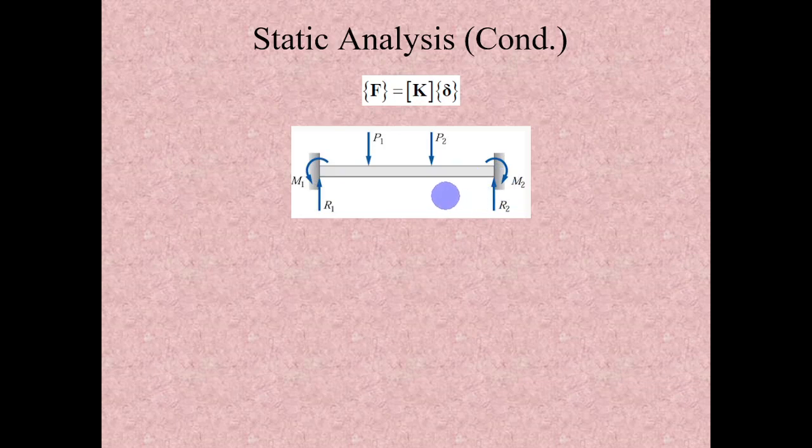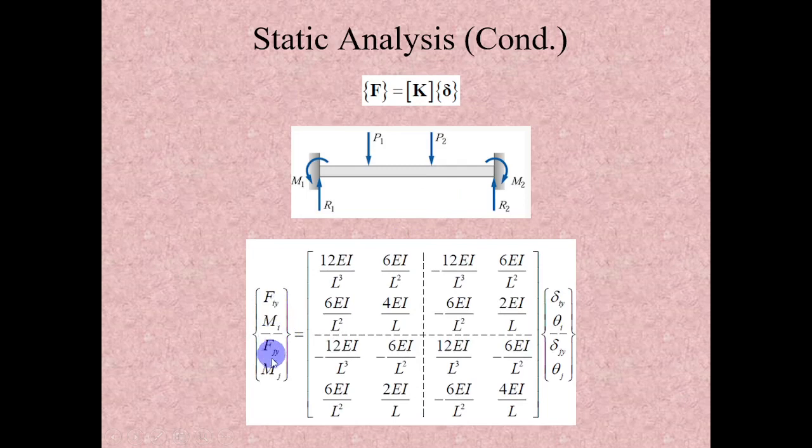For this, the final matrix formation is that the force matrix will be 4 by 1, the stiffness matrix will be 4 by 4, and the deformation matrix will again be 4 by 1. The first two components are for the 2 degrees of freedom at one end, and the second two components are for the 2 degrees of freedom at the other end.